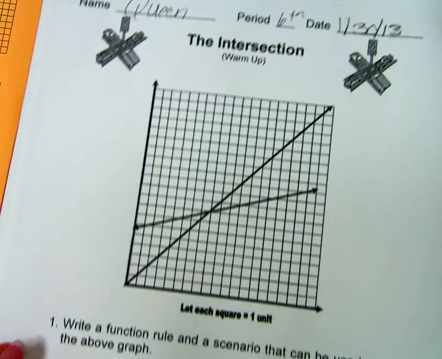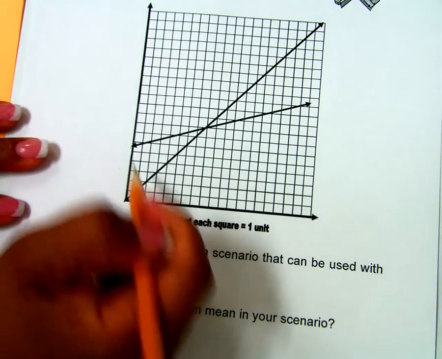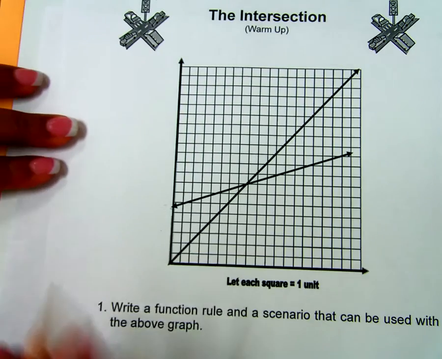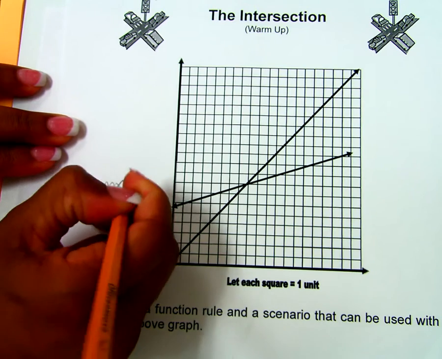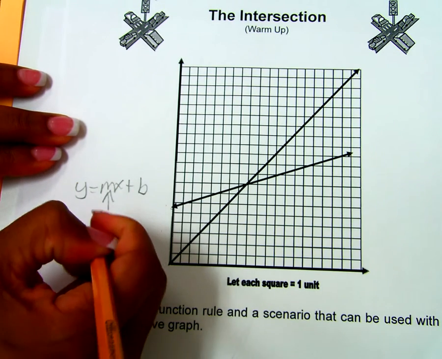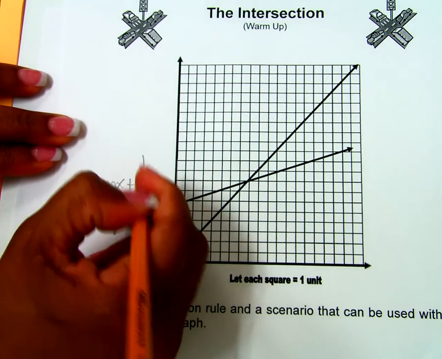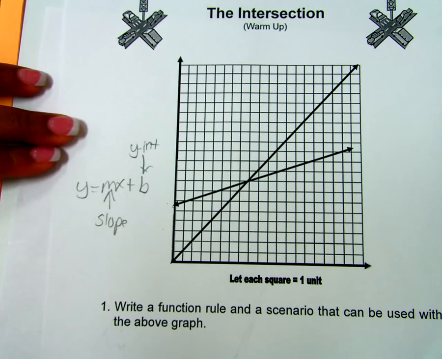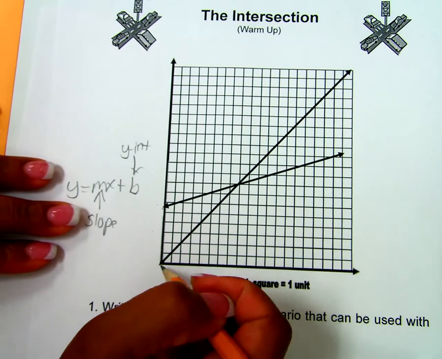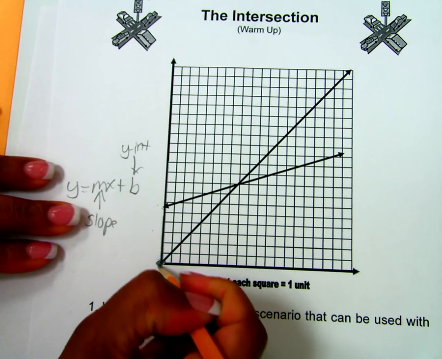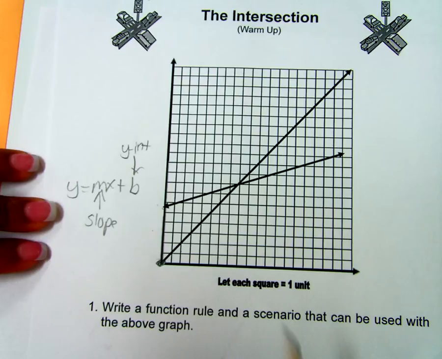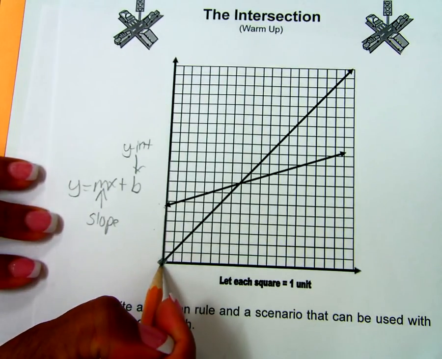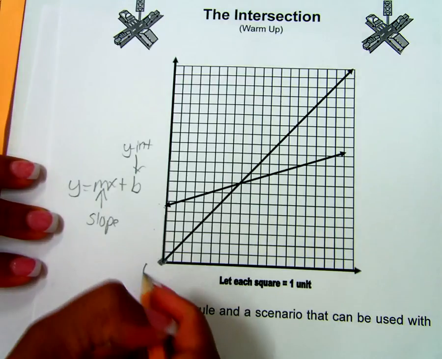Okay, here we go. Guys, here's this a line and this a line. If I'm going to write it in slope-intercept form, y equals mx plus b, I need to know the slope and I need to know the y-intercept. So that's the first thing I need to do. Looking at this, what is the y-intercept for that line? At the origin, what is that point? 0, 0.